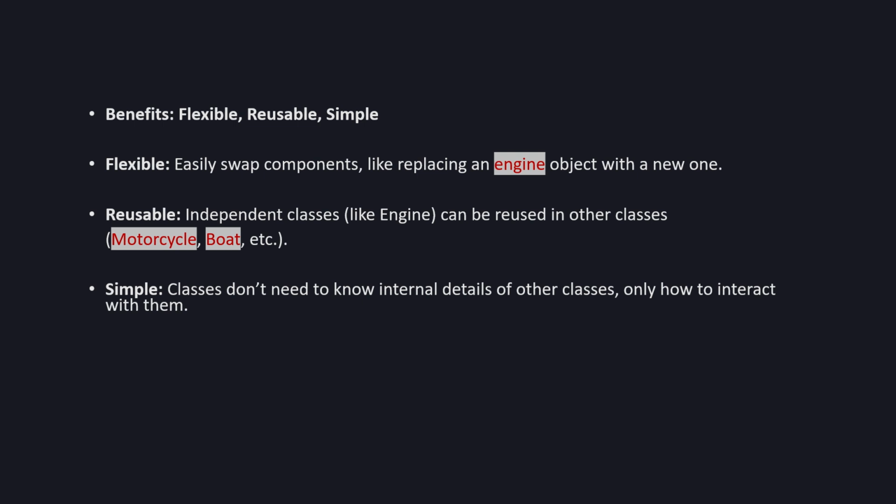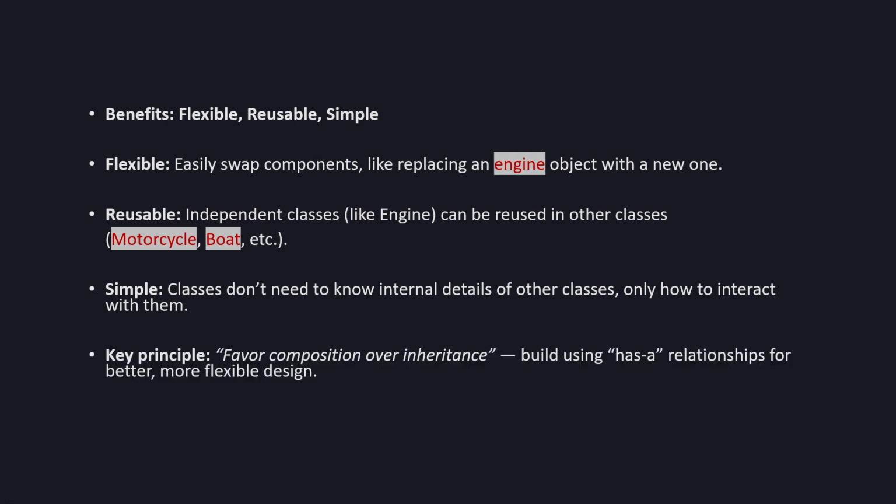And also it keeps things simple. The car class doesn't need to know the details of how the engine works. It just needs to know that it has an engine and that the engine has a start method. This makes your code easier to understand and manage. A famous saying in programming is "favor composition over inheritance." It just means you should try to build things by putting them together before you try to connect them in a family tree "is a" relationship, because it usually leads to better and more flexible design.